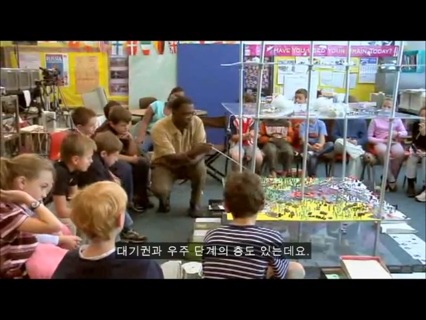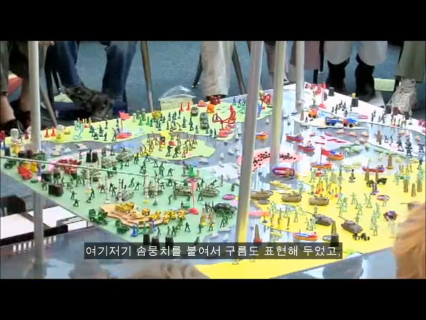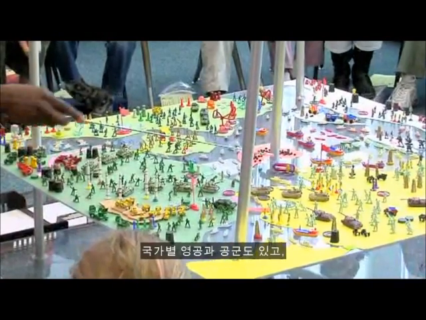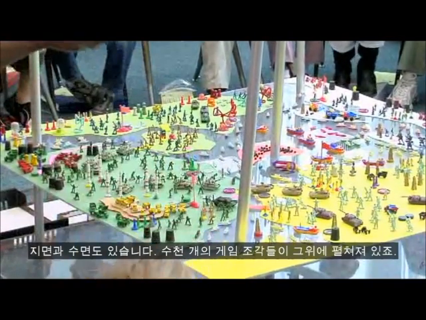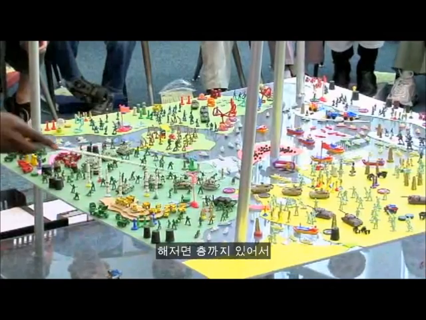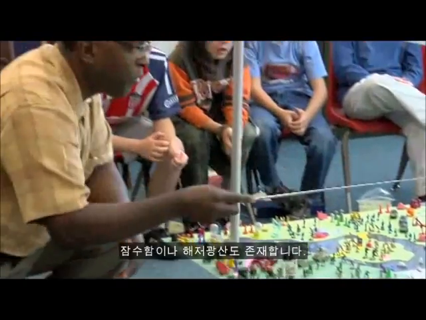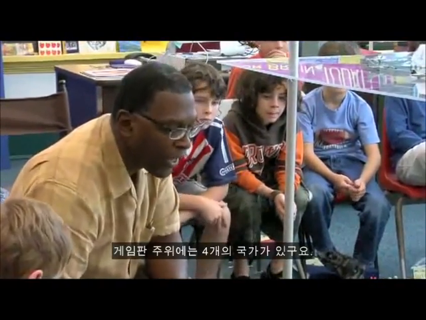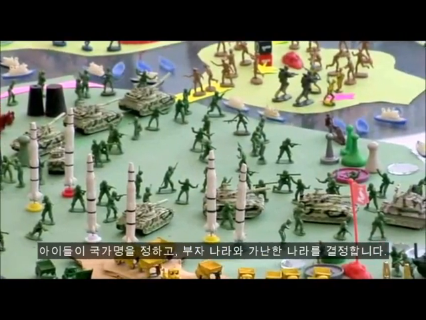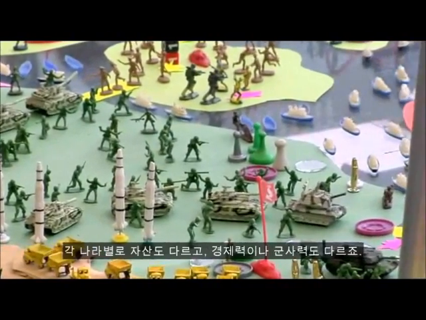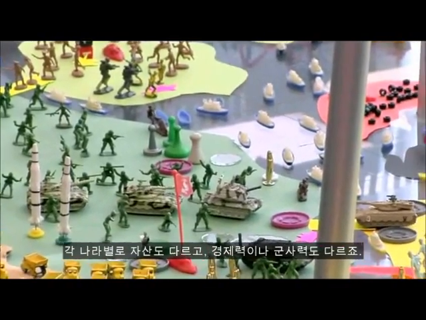There's an air and space level with clouds, big puffs of cotton we push around, and territorial airspaces and air forces. A ground and sea level with thousands of game pieces on it, even an undersea level with submarines and undersea mining. There are 4 countries around the board. The kids make up the names of their countries. Some are rich, some are poor. They have different assets, commercial and military.